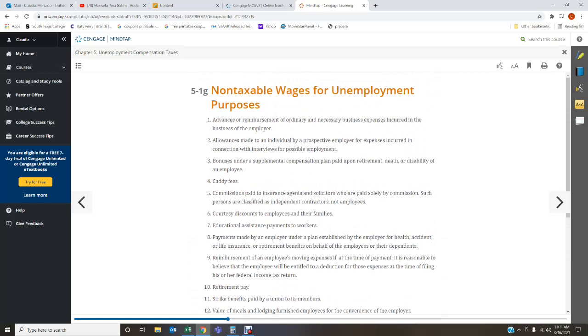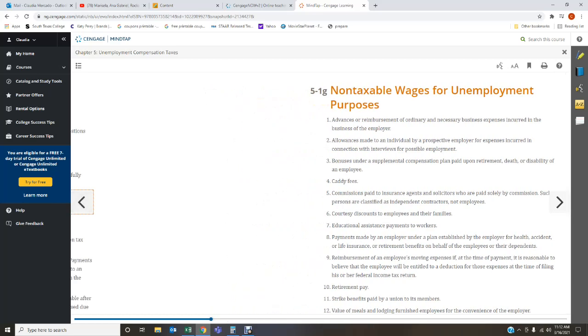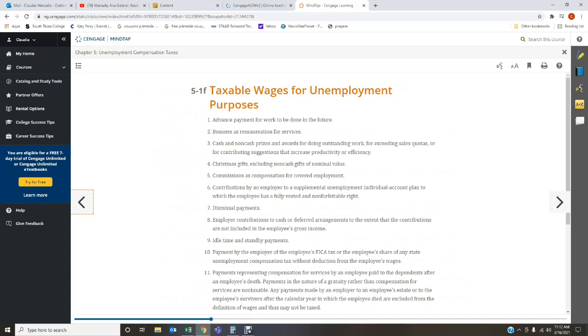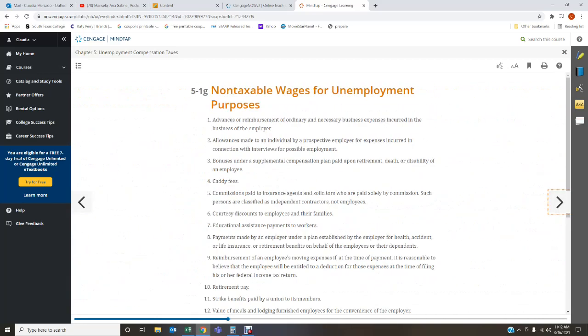Okay, make sure that you read over it. You don't have to memorize it. It's a lot of information. Just make sure that you do know that it's out there. And if you need to figure out if it's taxable or not taxable, you locate the information here. So in this case, we're talking about payments made for health or any type of that nature. That's number 8. Okay. If you look at 5.1F, it tells you what's taxable. And then the following page, what is non-taxable. So make sure that you review that information.